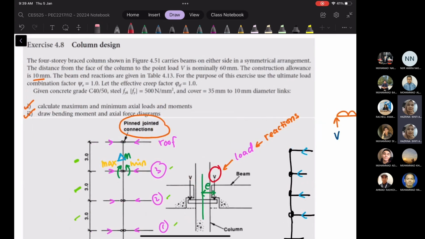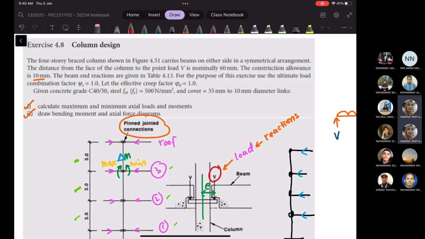Okay. The beam and reactions are given. So for the purpose of this exercise, use the ultimate load combination factor of 1. Right, okay, so let the effective creep factor equal 1, right? So yang ni dia consider juga dia punya effective creep factor, right? So given the concrete grade C40, right, with the steel of 50 Newton per millimeter squared and cover of 35 K to 10 millimeter diameter lengths, right? So yang ni untuk design lah, right? So yang tu kita tak pakai.